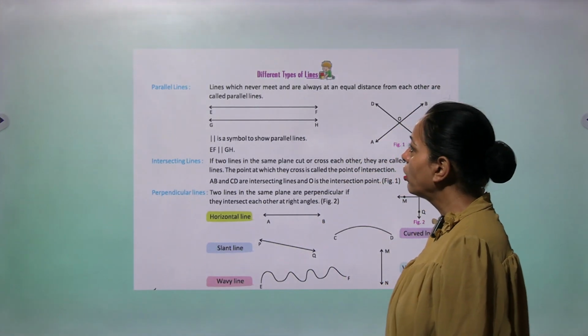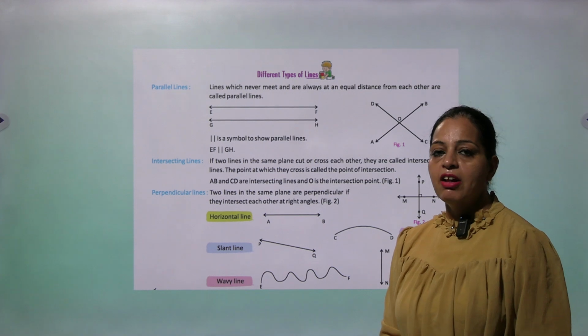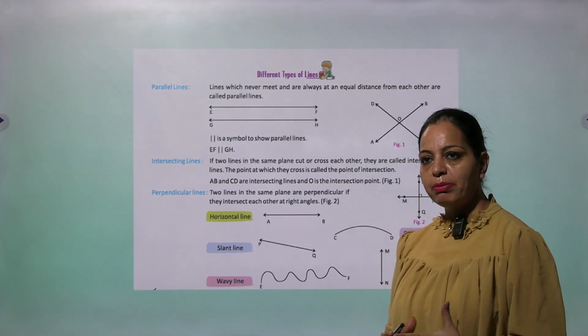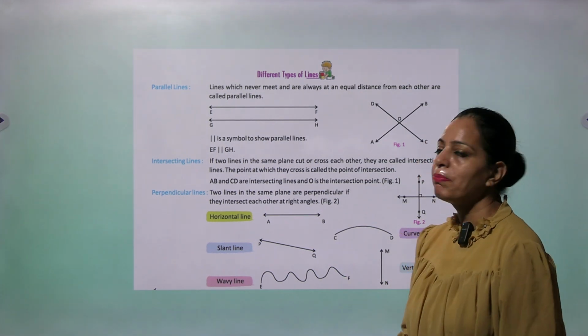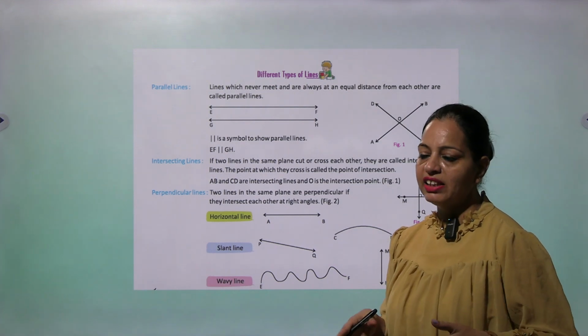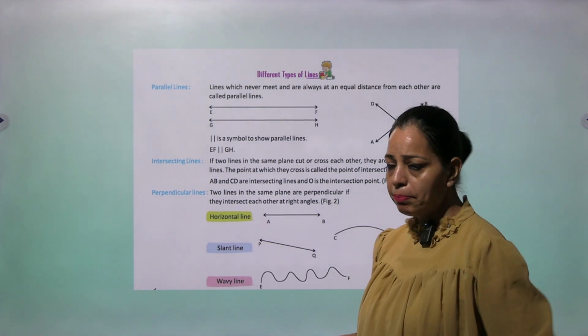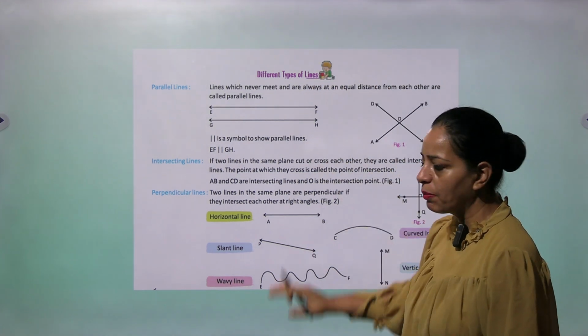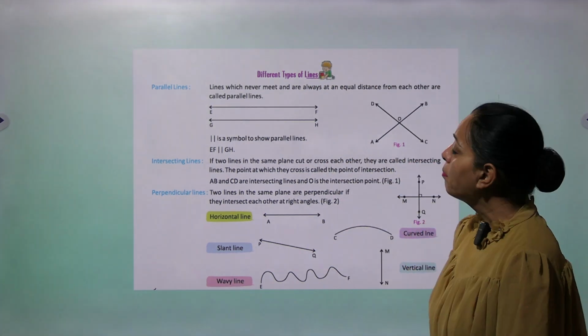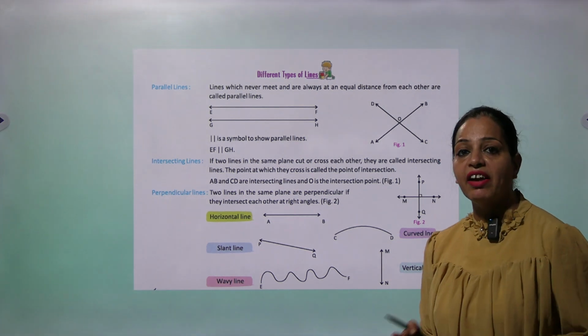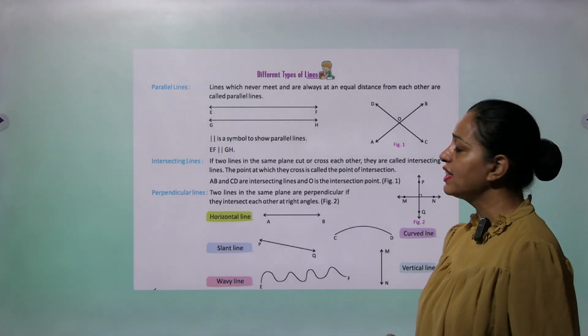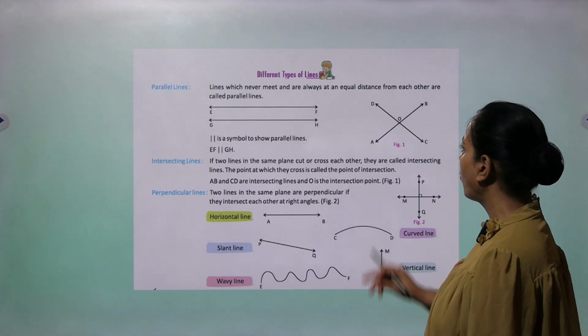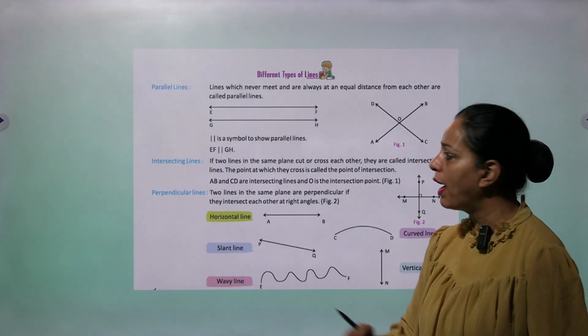Now we are talking about different types of lines. अब lines के भी different types हैं. The first one is parallel lines. You have seen the railway track. Parallel, like you can see this screen. इसमें भी क्या है? Edges, opposite edges are parallel. Parallel lines, lines which never meet and always at an equal distance from each other are called parallel lines.